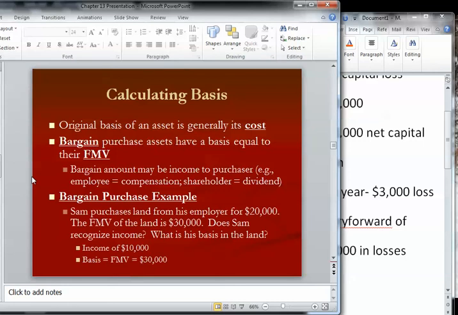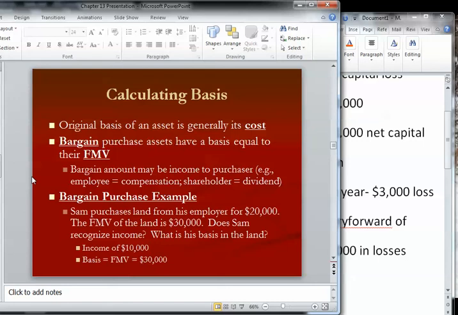So the example here, Sam's going to purchase land from his employer for $20,000. The fair market value of the land is 30. Does Sam recognize any income, and what is his basis? Well, his income is going to be the fact that his employer gave him a discount on an asset purchase. This land was not inventory. This wasn't something that the employer normally would have held in the course of business. So this isn't dealing with employee discounts, but this is something that the employer held separately, an asset, and let an employee purchase it for less than they would have sold it at in an arm's length transaction to another individual. So the fact that he has the $10,000 discount, that discount becomes income to Sam.